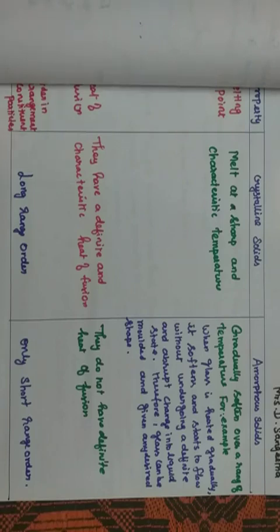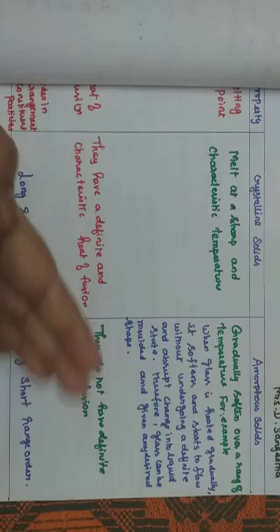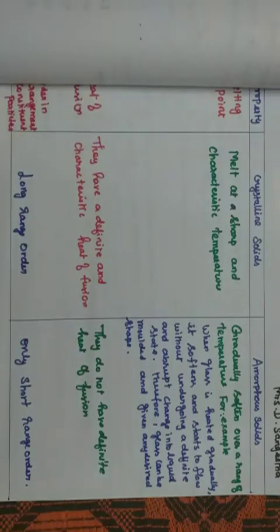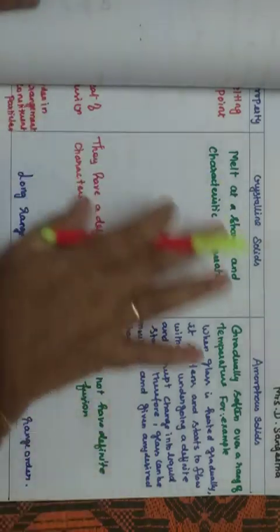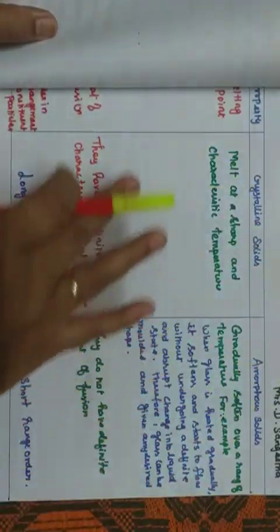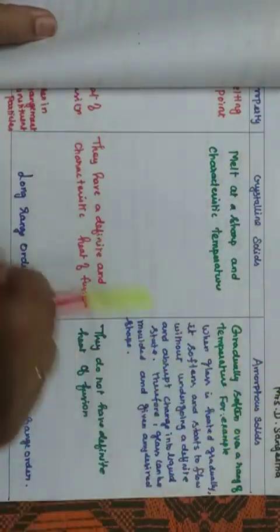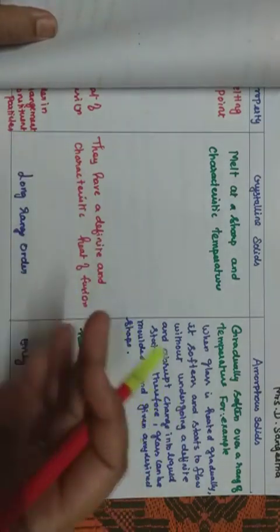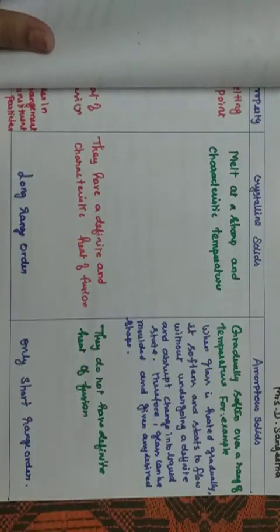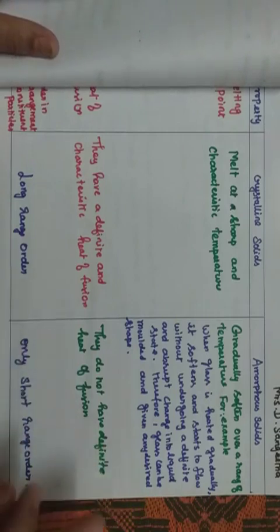Due to the regular arrangement of constituents in the lattice, lattice means the three-dimensional space where atoms are arranged in a regular manner, known as lattice space. In that lattice space, the atoms are arranged in a regular manner. Because of that, it shows a sharp melting point. In amorphous substances, atoms are not arranged in a regular manner, but in an irregular manner.